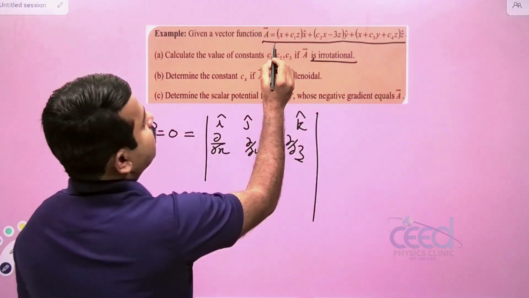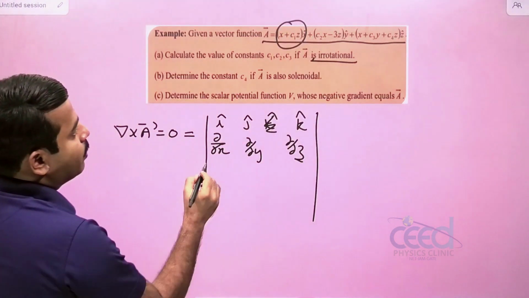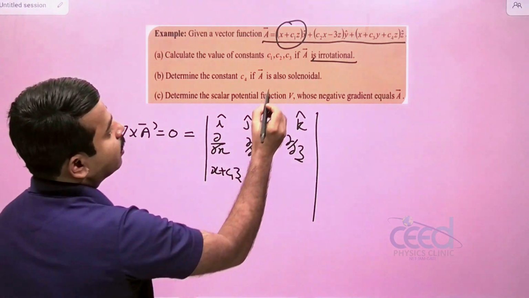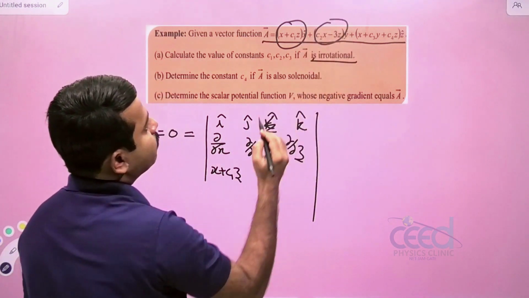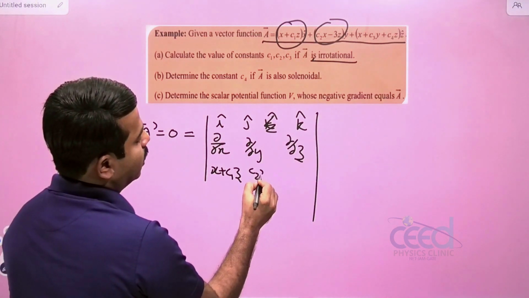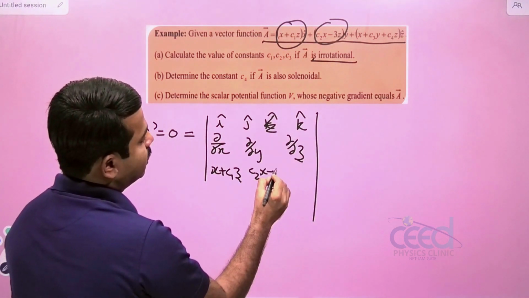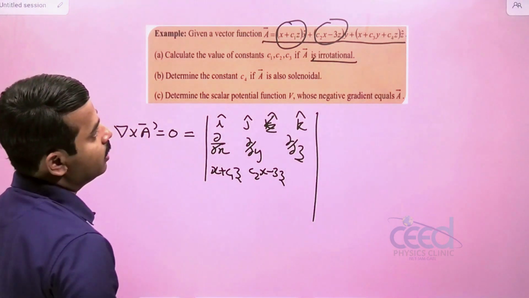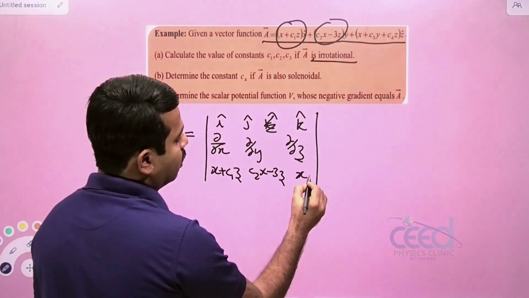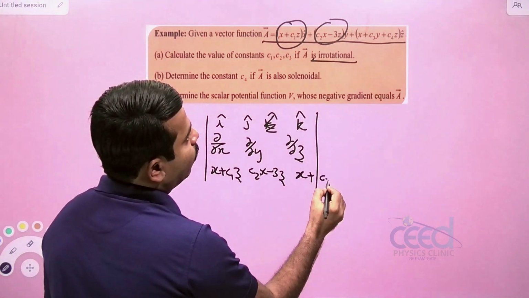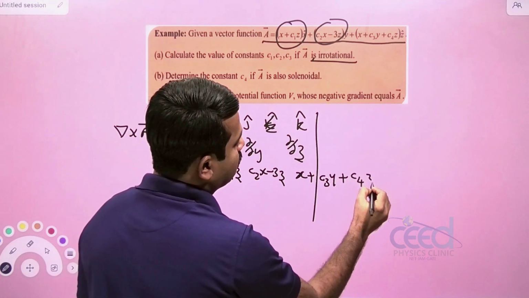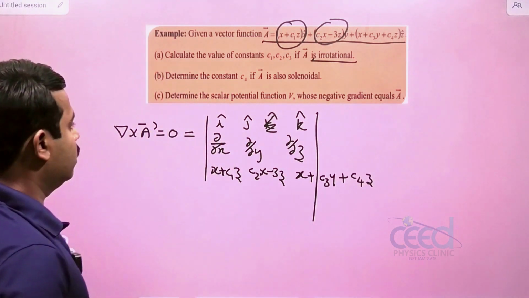What is the x cap component? x plus c1 z. Then c2x minus 3z. Now x plus c3y plus c4z. So this is equal to 0, given.